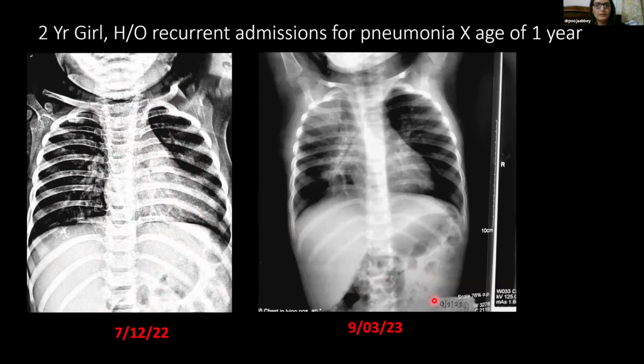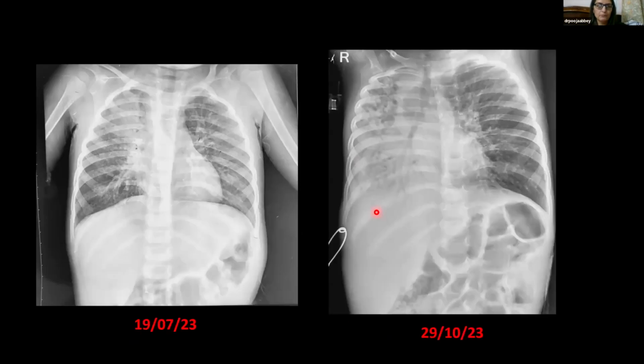Then in March of 23, here we can see some opacity in the right upper zone, definitely some opacity here, and maybe some peribronchial thickening in this region as well. Then that was March. Now this is July. Again, there is persistent opacity, which seems slightly more than before, but very well persistent. So some kind of persistent pneumonia in the same location, right? But now, at the end of October, this radiograph shows more involvement.